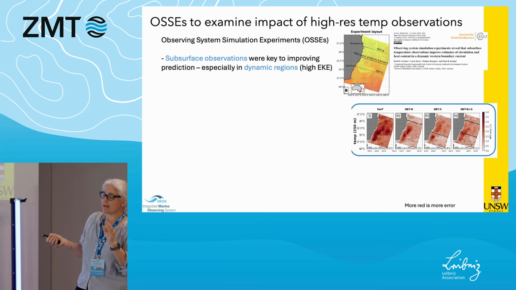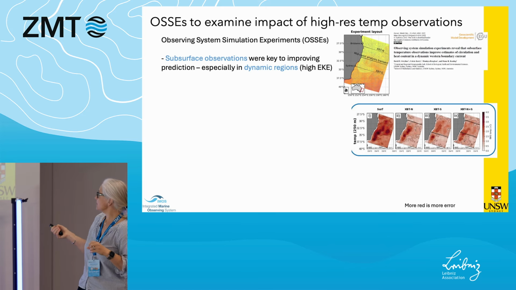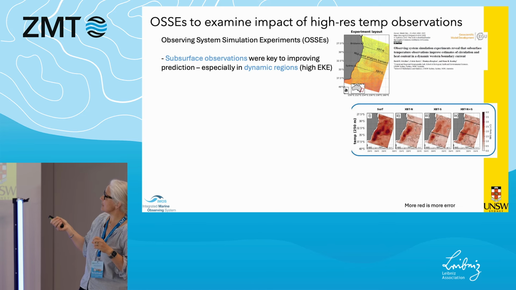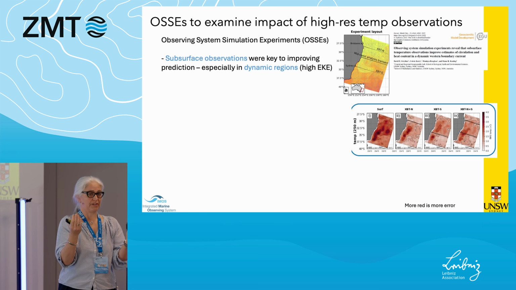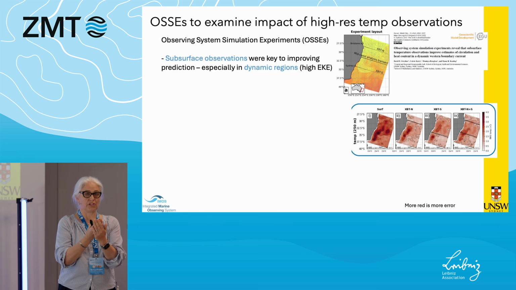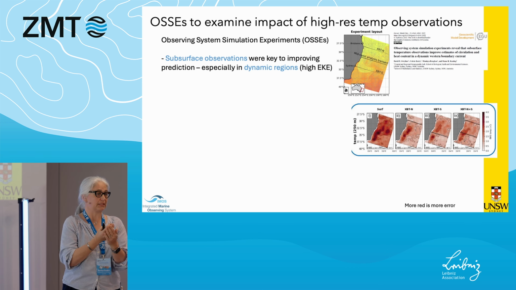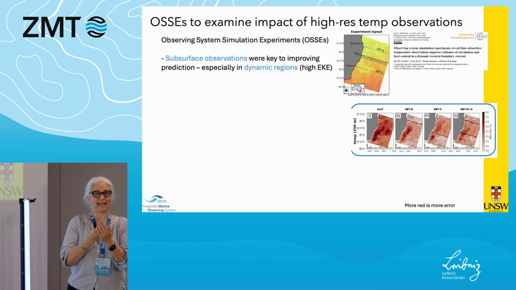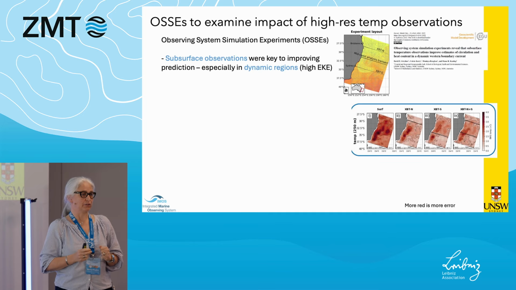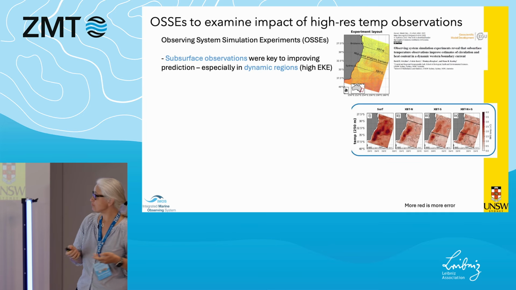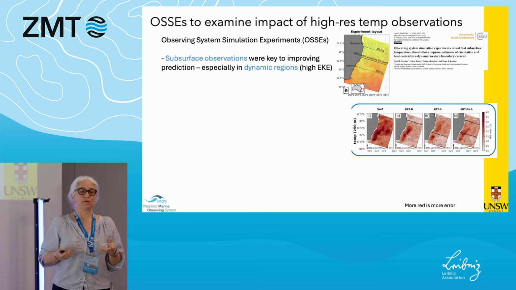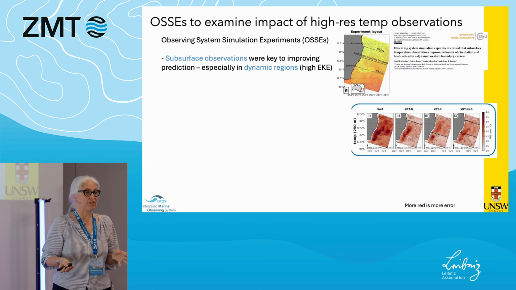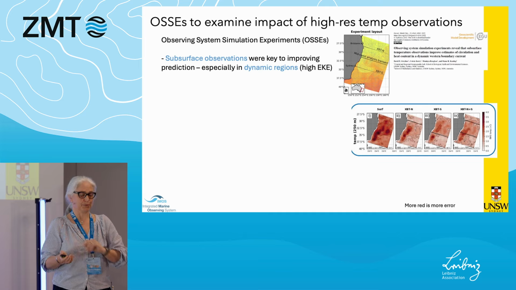I'll show you three results, one result from each paper, looking at the impact of assimilating. And by data assimilation, I mean you have a model, you have an observation, and you force the model to match the observation. So it's not actually dynamically consistent anymore, but it hopefully represents the ocean in a better way. So these OSSEs, observing system simulation experiments, are completely synthetic. There's no real ocean in this example.